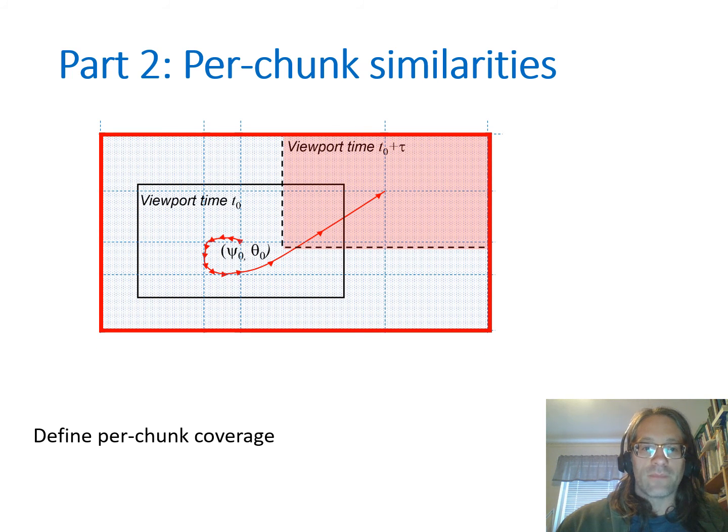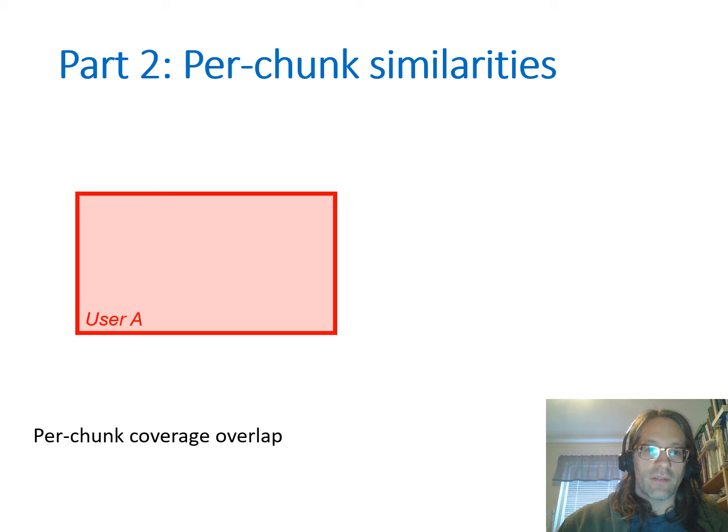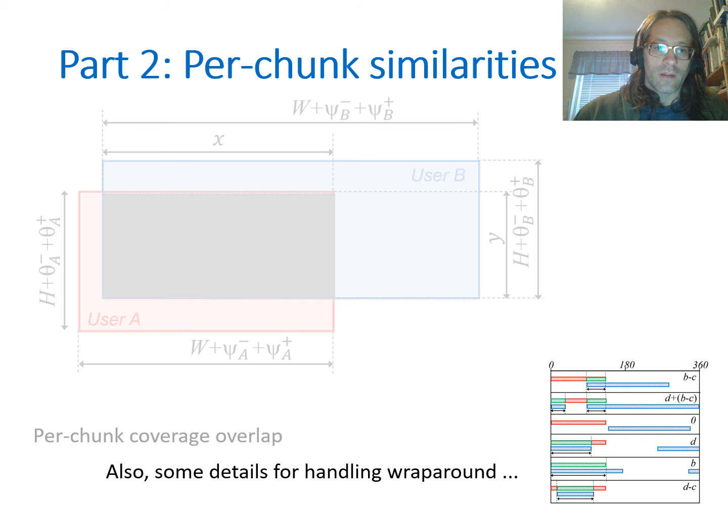So what happened here? Well, one thing that happened was that the viewport moved around, and there was an outer box that sort of expanded around that. So that's this area here that I'm going to call the per chunk coverage. Let's now consider the per chunk coverage of user A and compare that with that of user B. The difference is now the per chunk coverage overlap. Of course, you also need to take into account wraparounds and similar effects that we describe in our technical report.